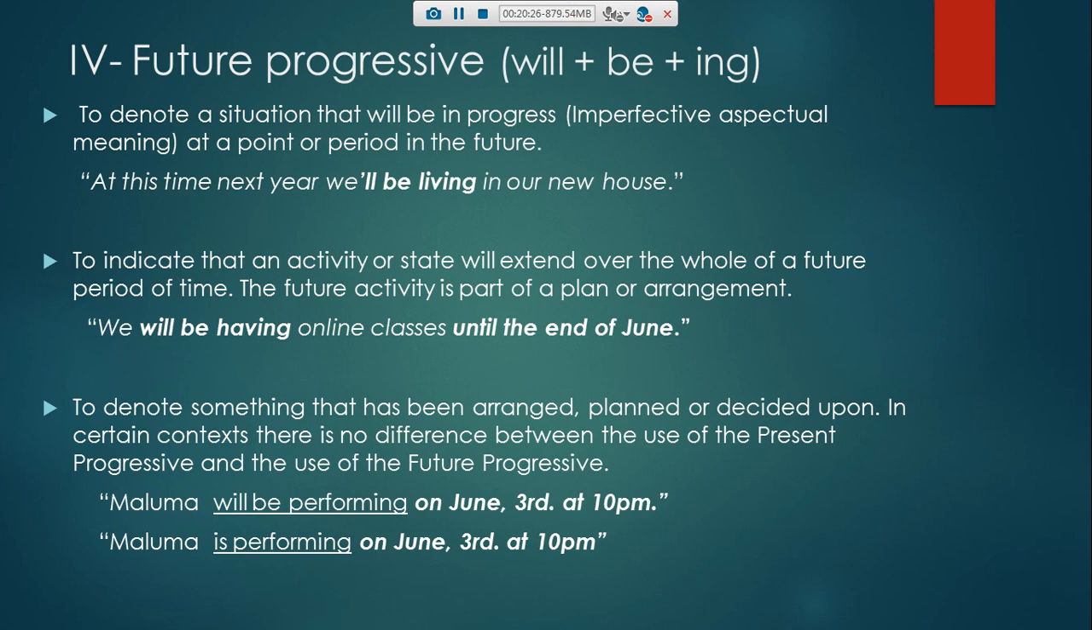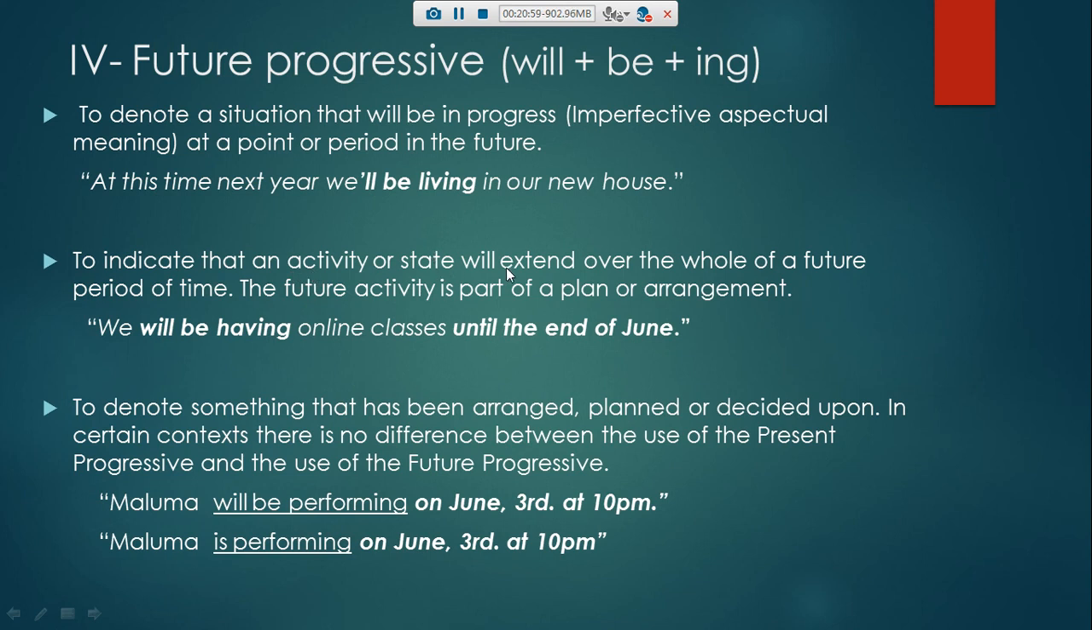Future progressive. Well, we use it to denote a situation that will be in progress, imperfective aspectual meaning, at a point or period in the future. At this time next year, this is the point or period in the future. So at this time next year, it will be in May next year, we'll be living in our new house. So this situation will be in progress. It's presented as incomplete precisely because it's future progressive.